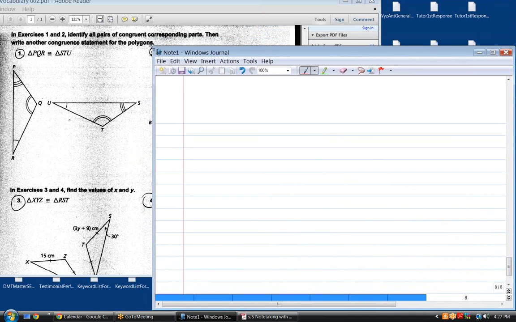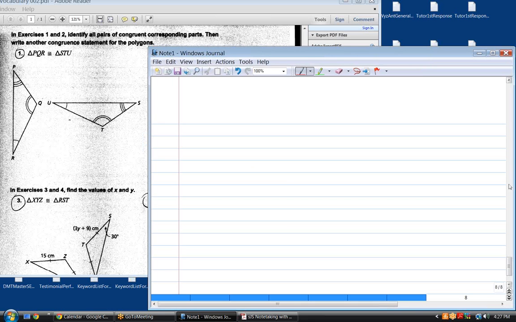All right, let's look at number 1. Identify all pairs of congruent corresponding parts, then write another congruence statement for the polygons. Well, one says that this triangle is congruent to this triangle. And we can see that all three angles are equal. Does that necessarily make them congruent?